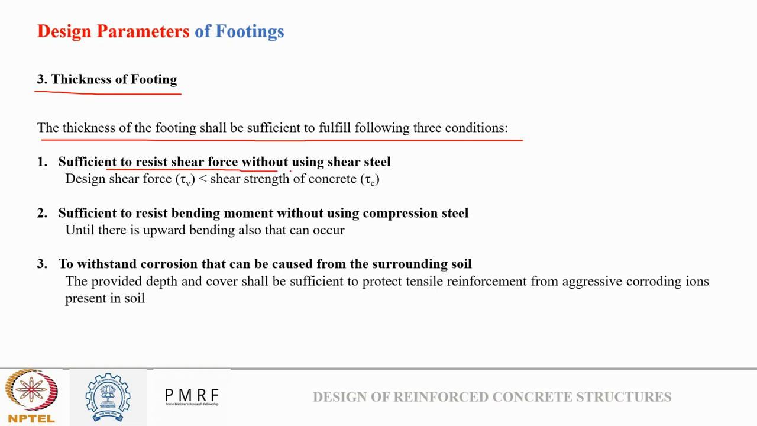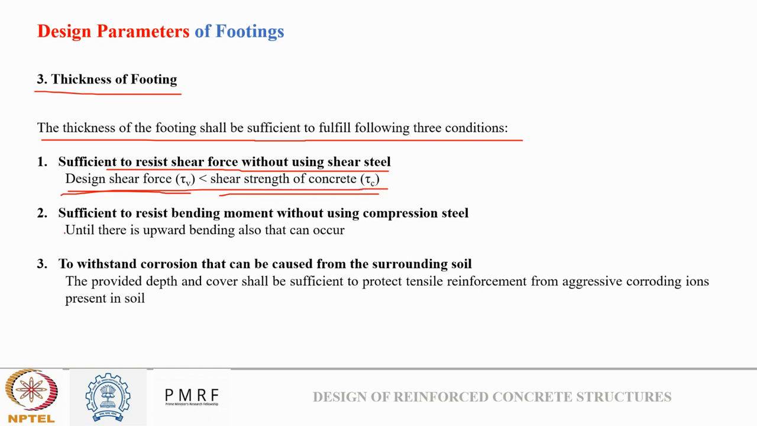Sufficient to resist shear force without using shearing steel. Generally, in the design of footings, we don't provide any shear reinforcement. So we need to provide a thickness of footing such that we don't require shear reinforcement, and that happens when my design shear force, the shear force acting due to the load, is less than the shear strength of the concrete. Remember, when we talked about beams, if this condition came up, we provided minimum shear reinforcement. But in the case of footing, we don't provide even that minimum reinforcement. So we need to make our thickness such that this condition is fulfilled.